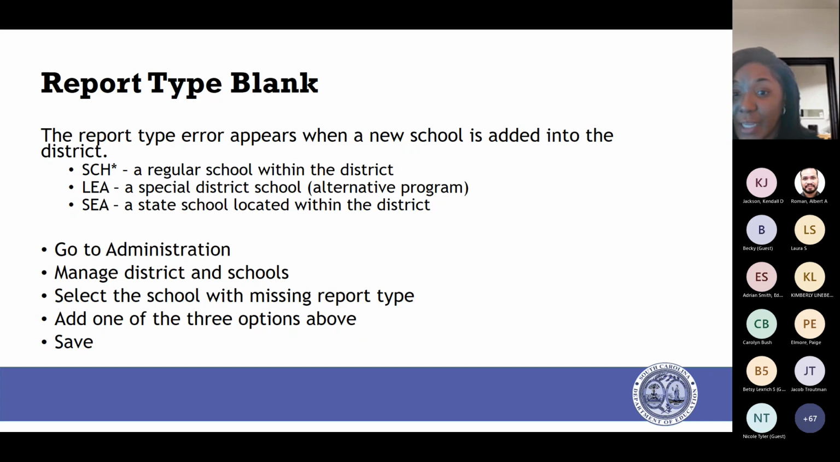We do understand and are in communication with Frontline for those districts that are still having issues with the report blank and the data is populated in the system. Okay.